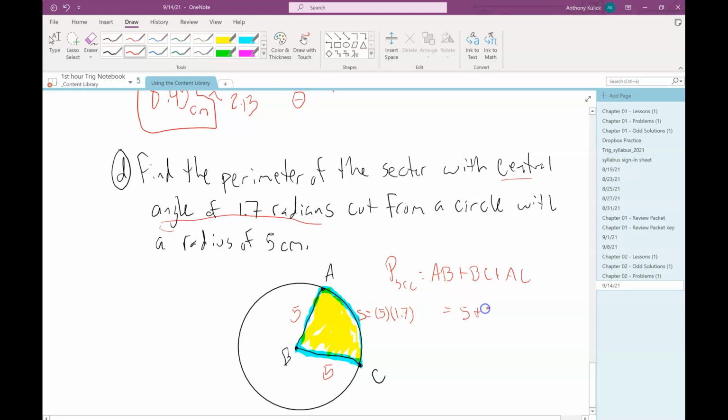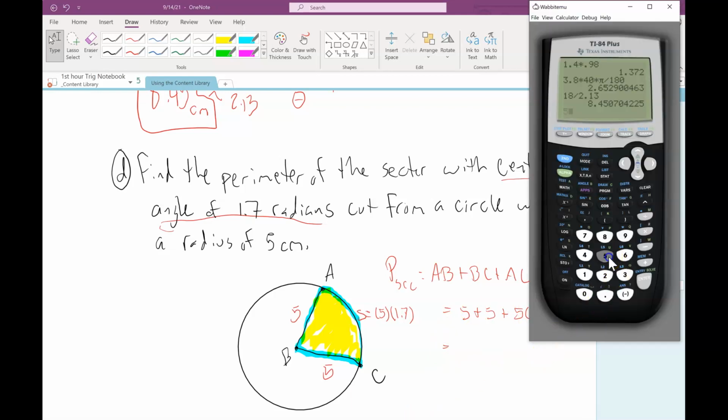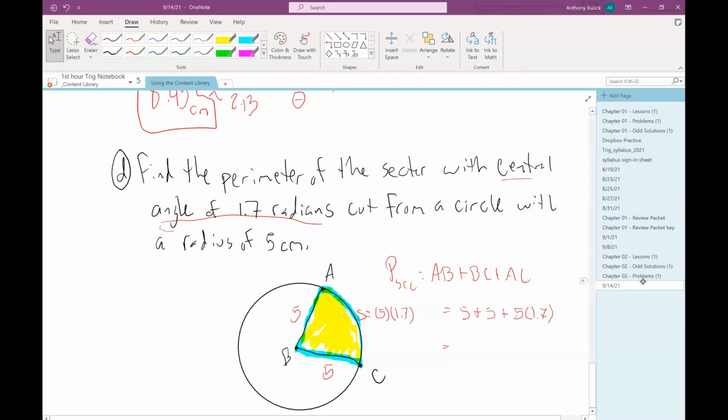So my perimeter is going to be 5 plus 5 plus 5 times 1.7. So I'll go and type that now into my calculator. 5 plus 5 plus 5 times 1.7. So that's 18.5. And since the radius was given in centimeters, my perimeter is in centimeters.